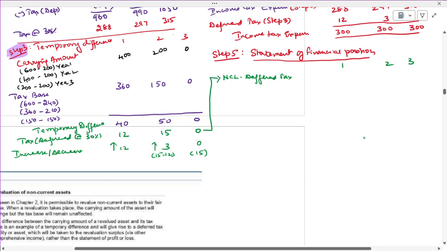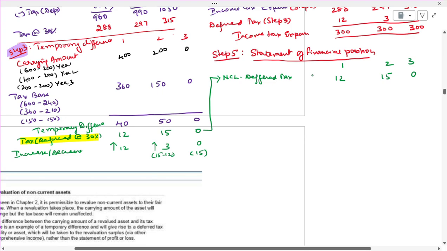Compare. Here we have written deferred tax at the rate of 30%. How much is the deferred tax? 12. How much is the deferred tax? 12. How much is the deferred tax? 15. And how much is the deferred tax? 0. The deferred tax is 0.